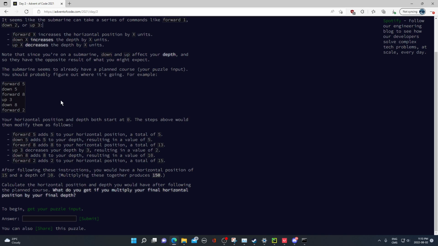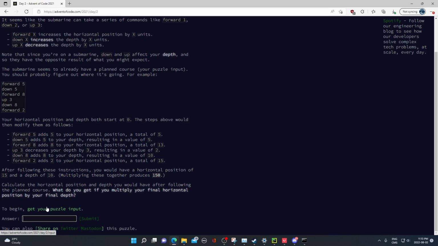So your horizontal position can only go up, as there's no backwards. So you have a horizontal position and a vertical position, I guess, up and down, right? After following these instructions, you would have a horizontal position of 15 and a depth of 10. Multiplying these together produces 150. Calculate the horizontal position and depth that you would have after following the planned course. What do you get if you multiply your final horizontal position by your final depth? Okay, we're going to do a multiplication at the end, just so it's easier to submit, I'm guessing.